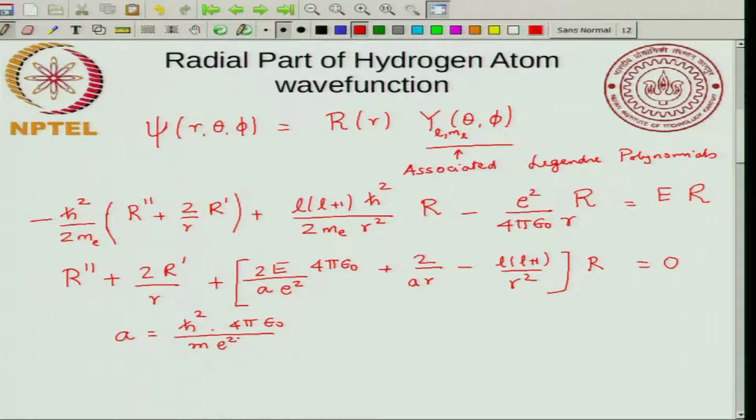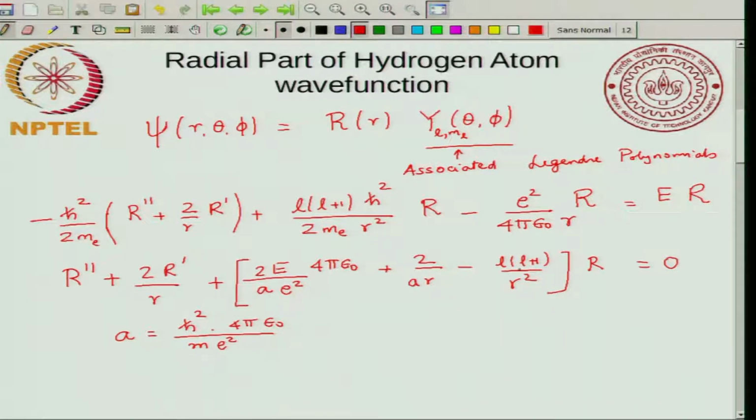Now don't worry about all these constants, but what is important is that this looks like a second order differential equation, and it is something that you can solve using the power series method, because you notice that this has a 1 by r. So since I have a 1 here, at r equal to 0, this does not go to infinity faster than 1 by r.